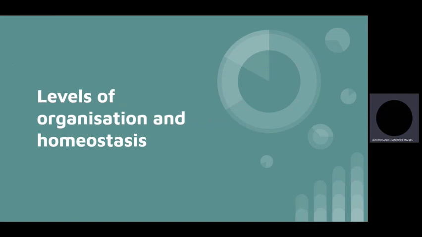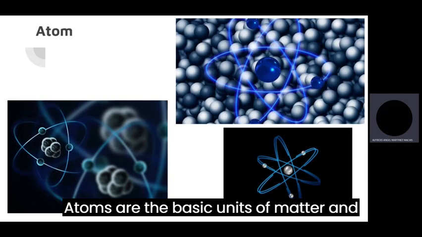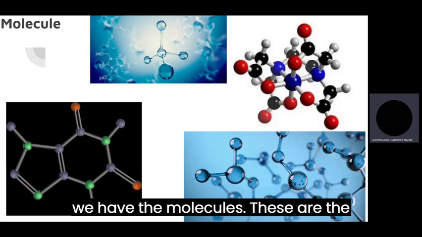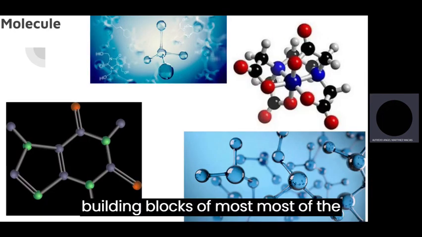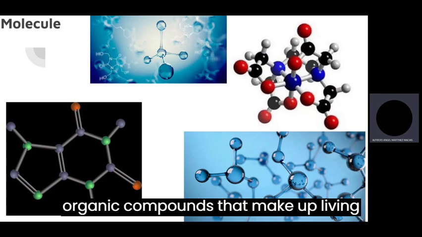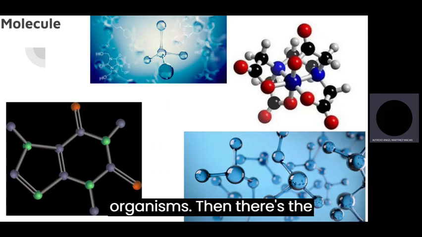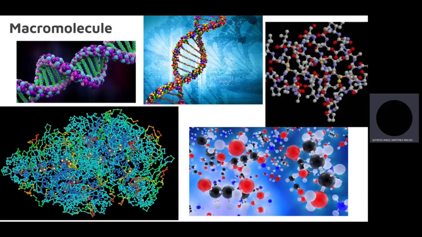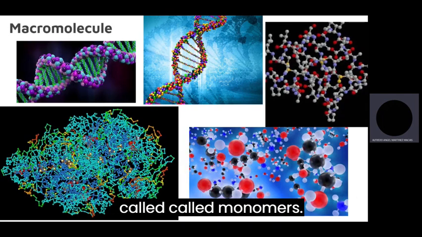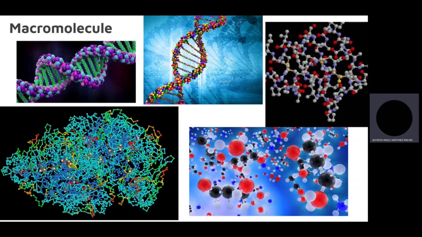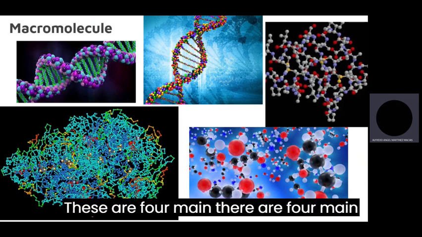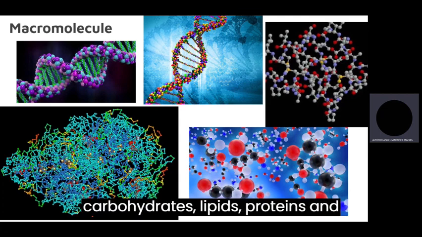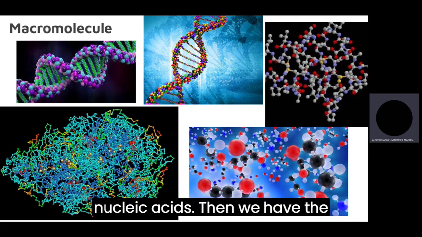First, there are the atoms. Atoms are the basic units of matter and the defining structure of elements. Then we have the molecules. These are the building blocks of most of the substances in the world, including the organic compounds that make up living organisms. Then there are the macromolecules. These are large organic molecules composed of repeating units called monomers. There are four main types of macromolecules: carbohydrates, lipids, proteins, and nucleic acids.